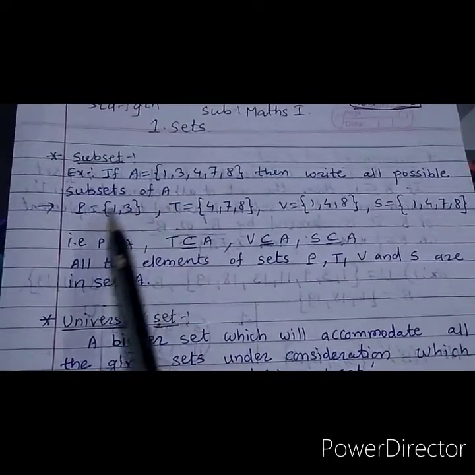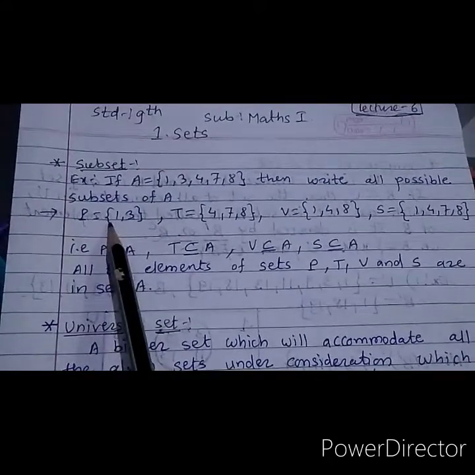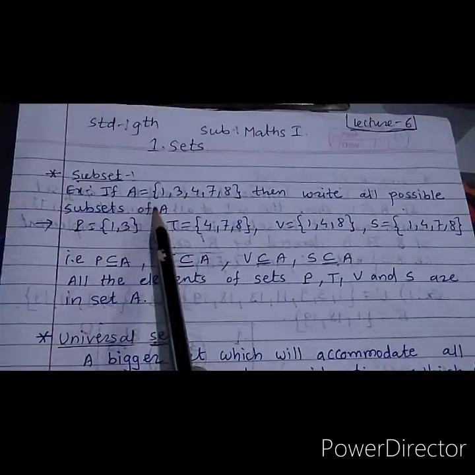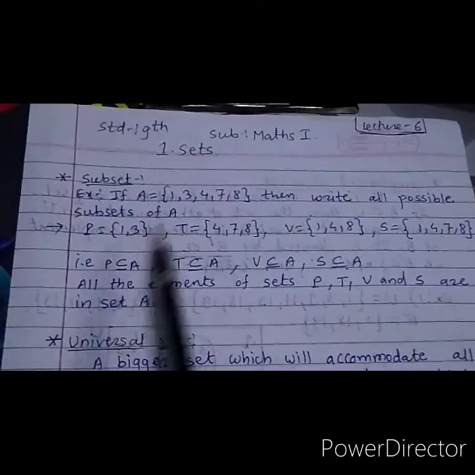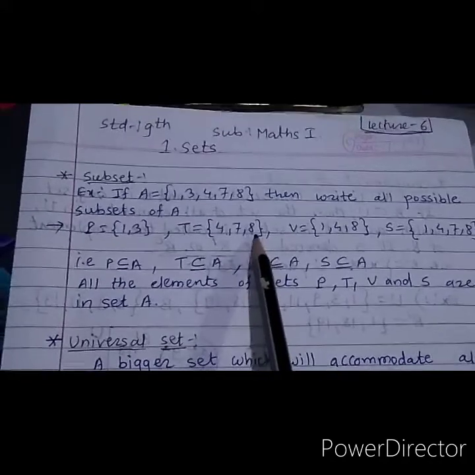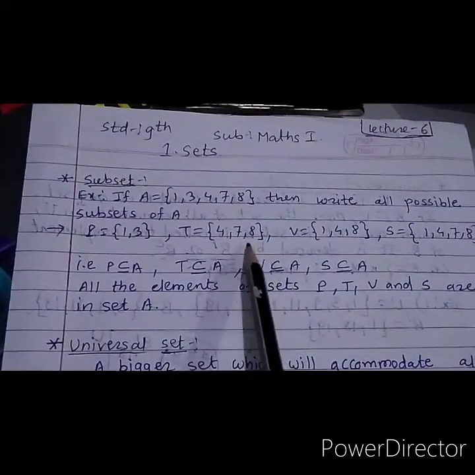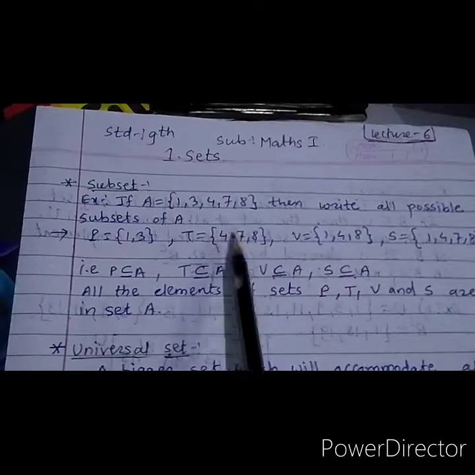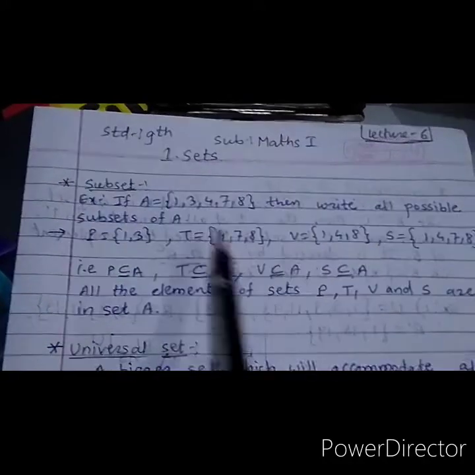So here we can write P is equal to {1, 3}. So all elements of P are in A. Therefore, P is a subset of A. Now T is {4, 7, 8}. Now all these elements of T, 4, 7, 8, are in A. Therefore, T is a subset of A.